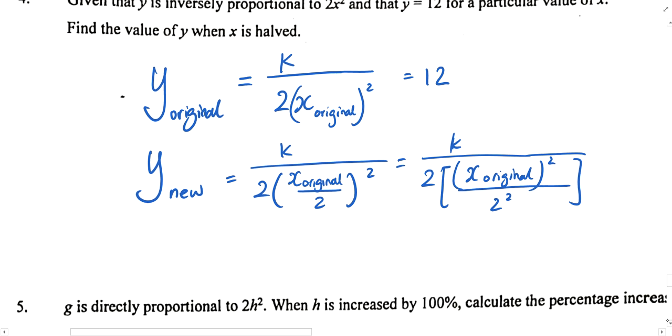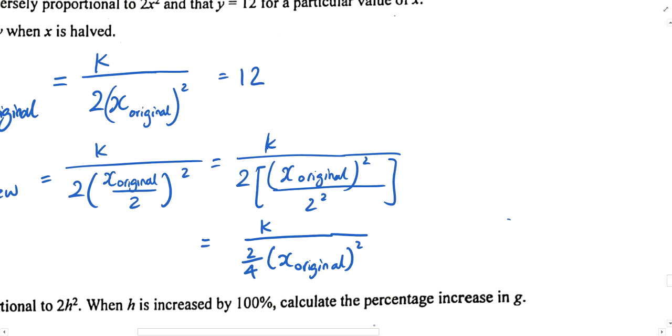I am not skipping any steps over here, that's why it looks quite lengthy. So this gives me k over 2 over 4, which is half, then x original with a square. Because I'm not skipping steps, so it looks extra long. I always want to see this: k over 2x original square.